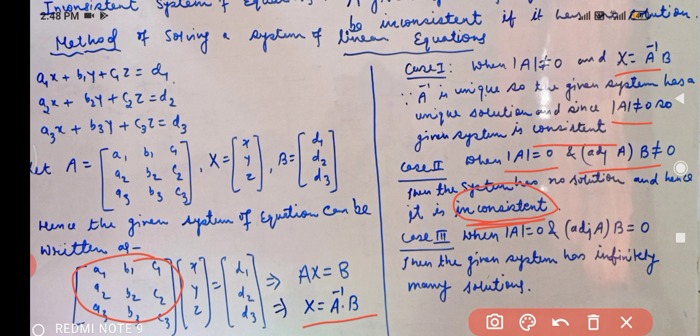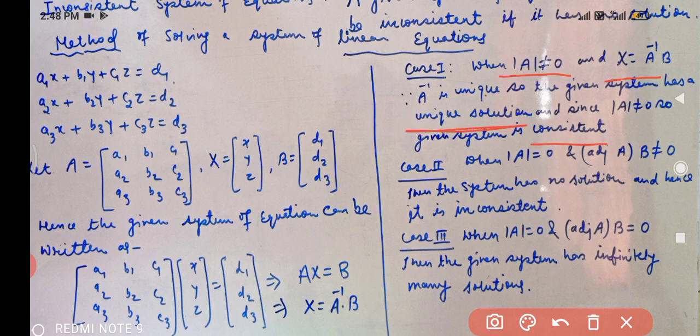Case 3. When mod A equals 0 and adjoint of A into B equals 0, then the given system has infinitely many solutions. So here are the three things we have to remember. First one, mod A not equal to 0, and X equals A inverse B, then A inverse is unique.